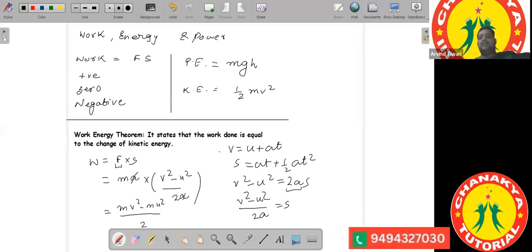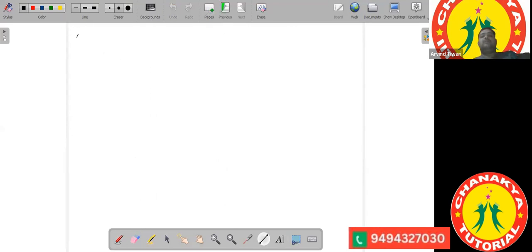Then separating the terms, we get 1 by 2 mv squared minus 1 by 2 mu squared. Since 1 by 2 mv squared represents final kinetic energy and 1 by 2 mu squared represents initial kinetic energy, therefore our work done is equal to the change of kinetic energy. Okay. So this is a very important concept here, that whatever work is being done, work done is equal to change of kinetic energy. Okay. Understood this?